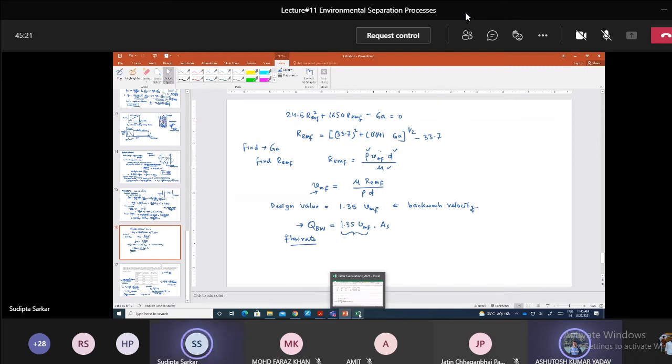We have changed the porosity in terms of void ratio. In the question, porosity is given with respect to void ratio. Yes, sir.